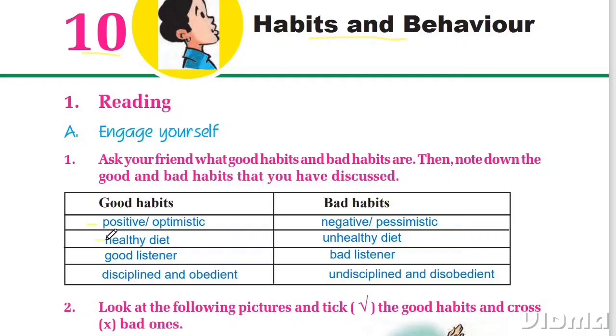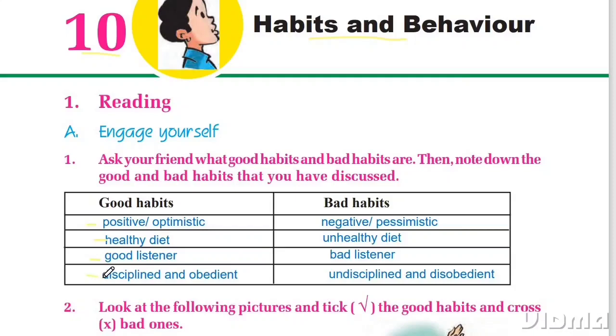Next one, healthy diet. Healthy diet means eating only healthy foods that are good for your health. If you eat such types of food, that means you are a healthy eater, and this is a good habit. Next one, good listener. If you listen carefully or actively and you try to understand, that means you are a good listener, and this is a good habit.